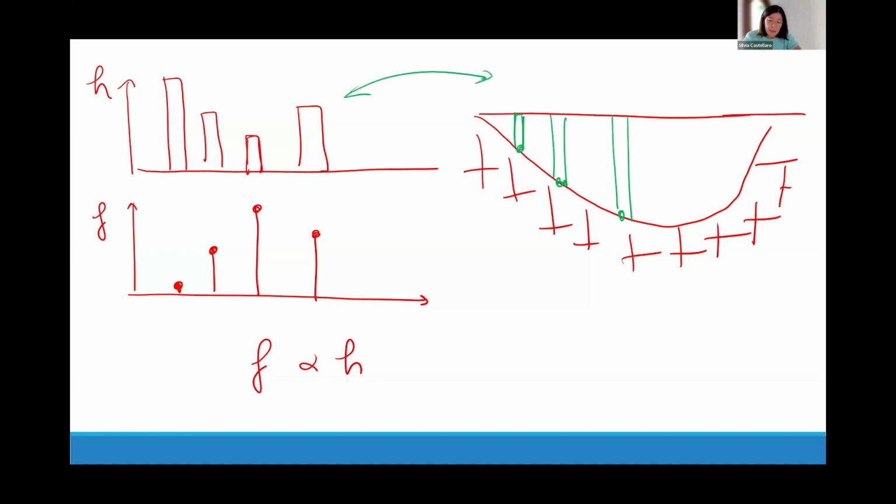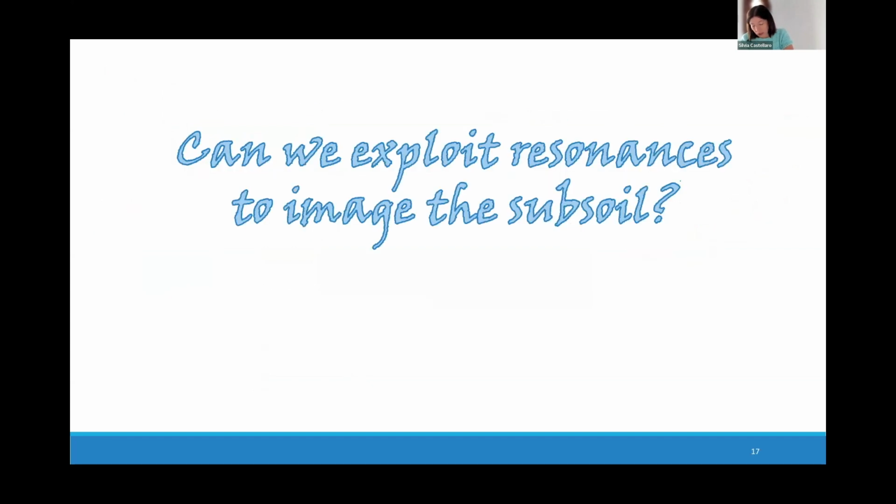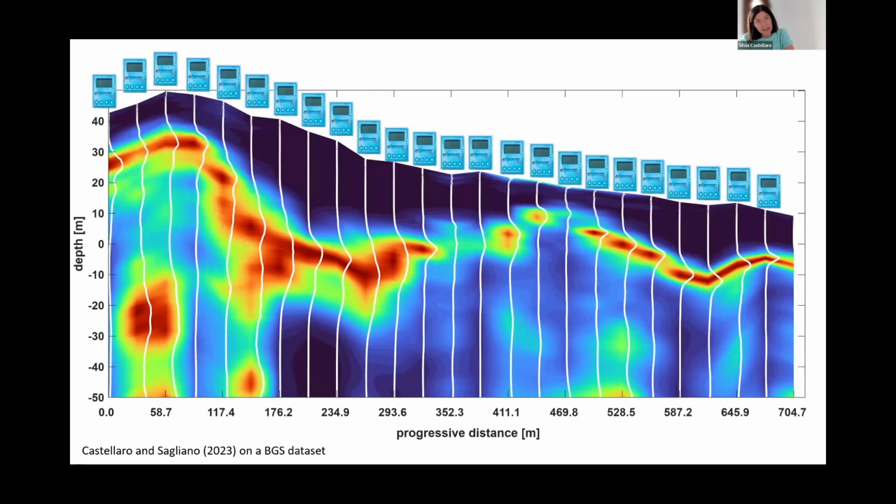Because here I can imagine something like a short building, a tall building, a very tall building, and so on. So I can draw this similarity between seismic engineering and geophysics, and this is what we're going to do now. So can we exploit subsoil resonances to image the subsoil? Yes, the answer is yes. I show you here a very nice case, but I want to show you a little more now.